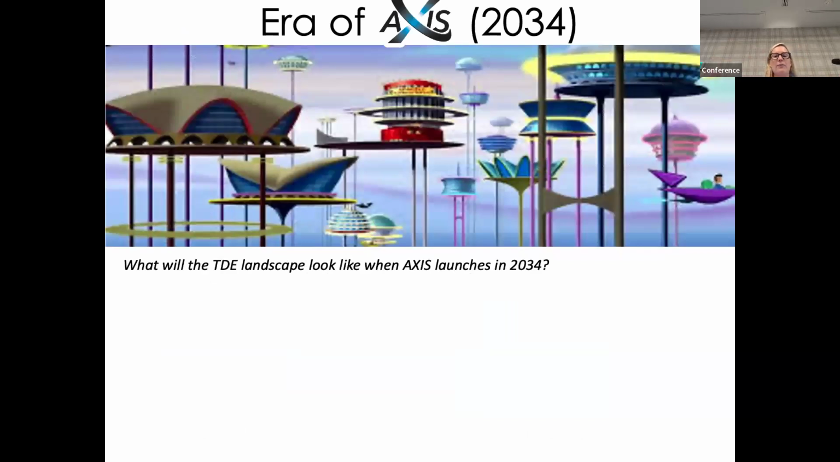But let's put on our brainstorming hats and think about what the TDE landscape will look like when AXIS launches in 2034. And you may recognize this image. Does anyone know what this is? The Jetsons, yes. So we're getting there, maybe with the flying cars. But when preparing this slide, I didn't realize how good it was going to be.